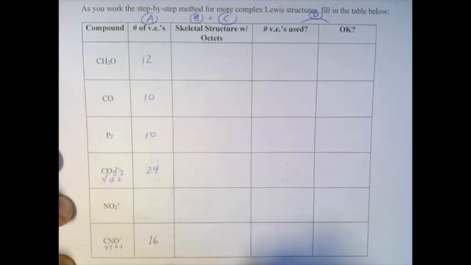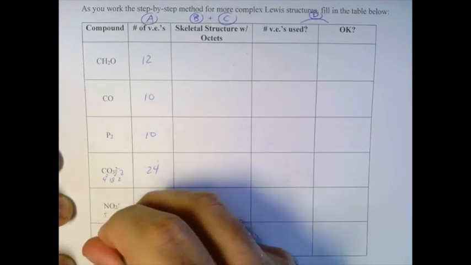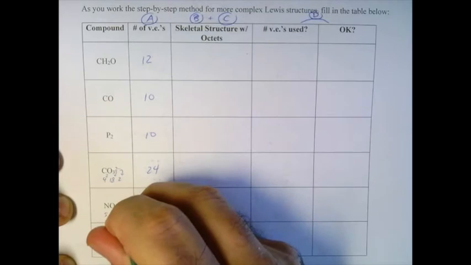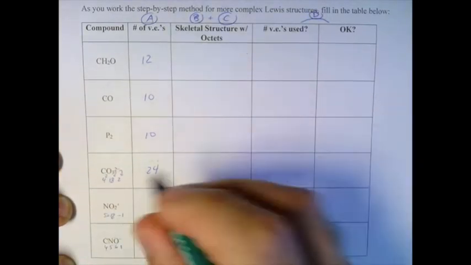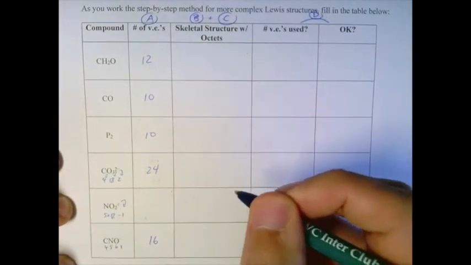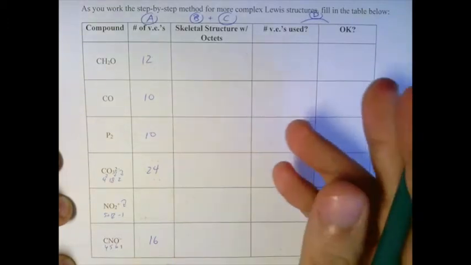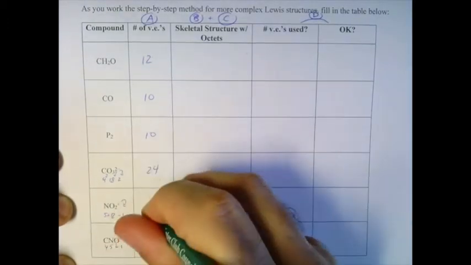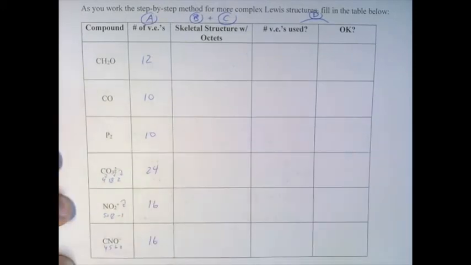Lastly, NO2 plus is going to have 5 for the nitrogen, 12 for the 2 oxygens, but I've got to take 1 away for this positive charge. Remember, making a cation involves removal of electrons. Darn physicists. Okay, so that's going to also mean 16 here.